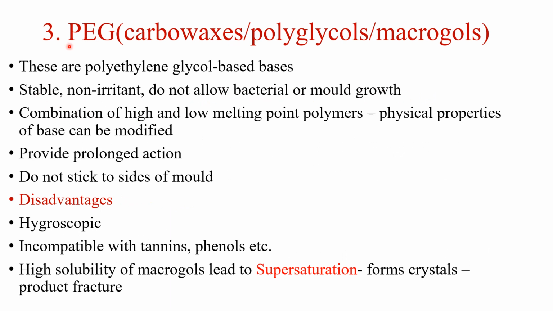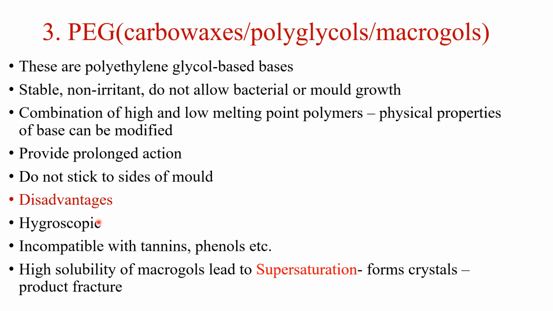The third one is polyethylene glycols, which are called Carbowaxes. All these are polyethylene glycol based bases. Highly stable, non-irritant, and they do not allow any bacterial growth as in the previous cases. Sometimes we can combine polymers of high and low melting point. We can have a combination of these things, therefore we can have very good physicochemical properties. We can modify the properties also. They also provide prolonged action, and they do not stick to the sides of the mold.